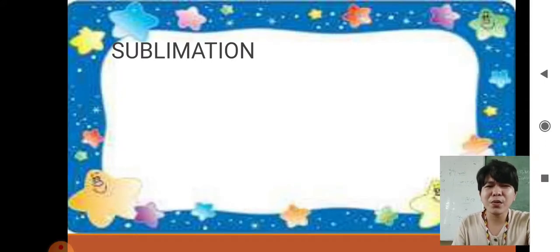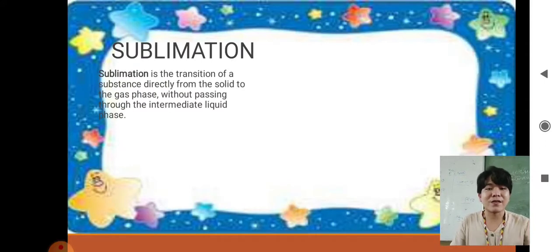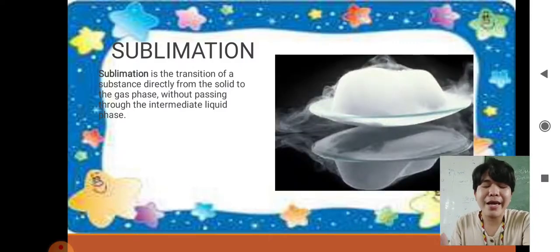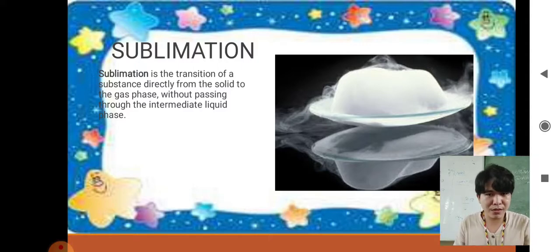And also, of course, we have sublimation. It is the transition of a substance directly from the solid to the gas. The best example for this one is what? Dry ice. Who has seen dry ice? I haven't seen dry ice personally, but I already saw it on YouTube. Okay, dry ice. Of course, the difference from normal ice is that when normal ice melts, it will turn into liquid. But here in sublimation, it goes from solid to gas.